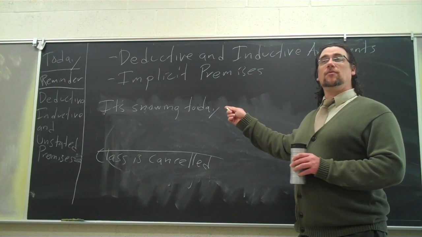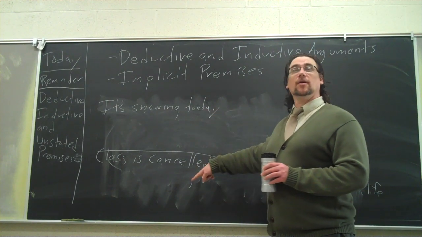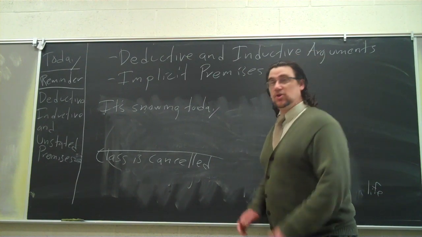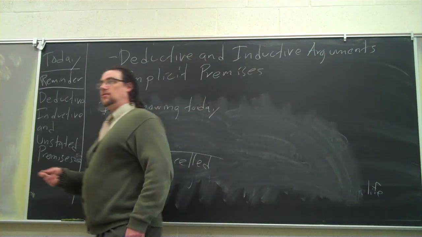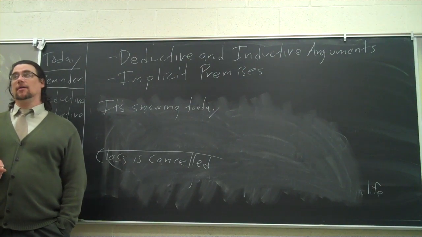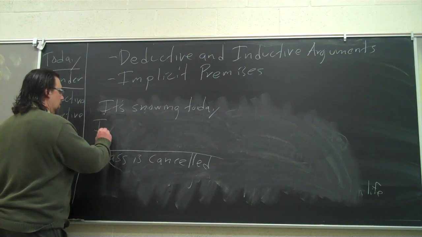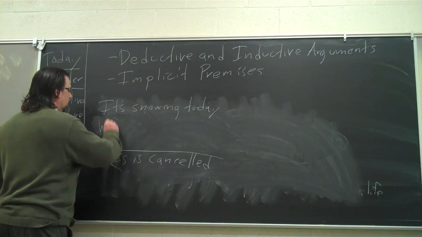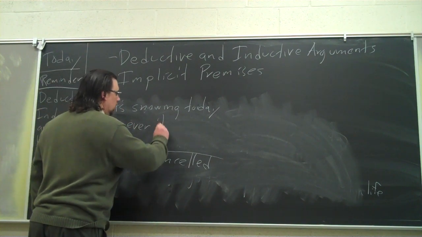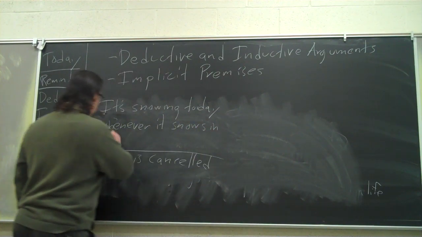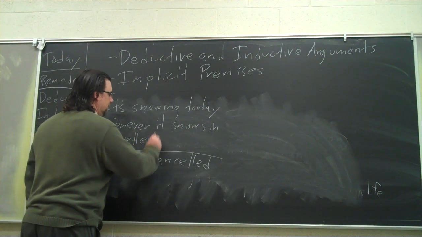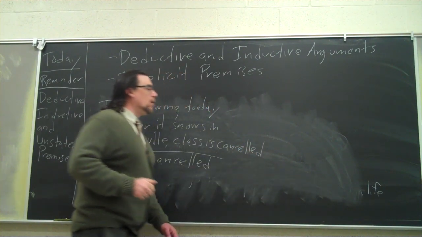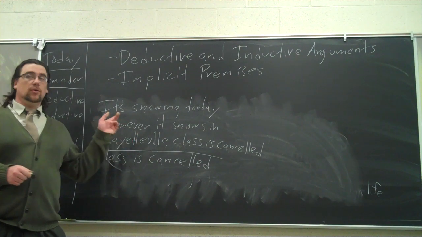Okay, so it's snowing today. What have we used over and over again to get us from this point to here? A sort of if-then statement or whenever statement. Well, if it snows, class is canceled. Yeah, and we usually index it to Fayetteville, right? Because if it's snowing in Indiana, class isn't canceled necessarily. So instead of using "if," just to make it a little bit clearer, let's use "whenever." Whenever it snows in Fayetteville, class is canceled. Okay, now this is what we call a universal rule.